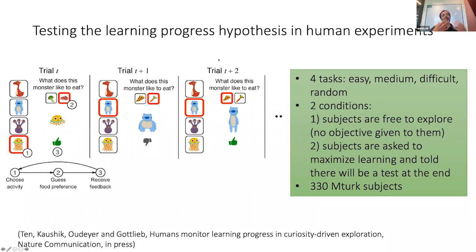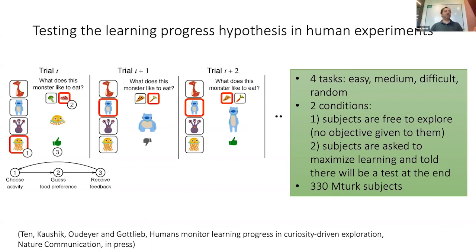And so we tell the human subjects, you're free to explore those learning activities for a while, and we don't give them any indication, any objective. And then we have a control group to which we actually give an indication. We tell them that at the end, we will test you on those learning families, and we want you to maximize the test. So basically, we give them the objective of maximizing learning.